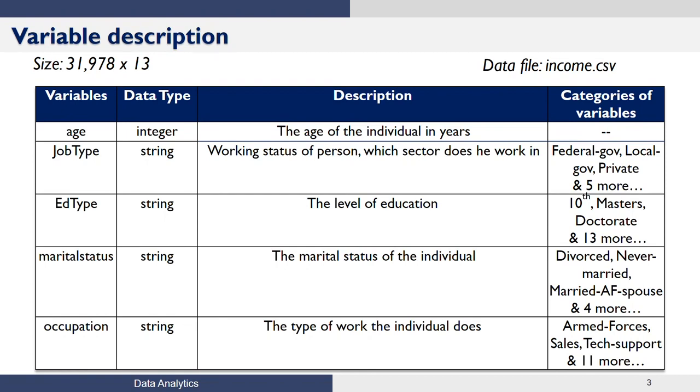Marital status is again a string which tells you the marital status of the individual, which could be divorced, never married, and so on. Occupation is again another string, and the type of work that the individual does. It could be armed forces, sales, tech support, and 11 more categories in this case.